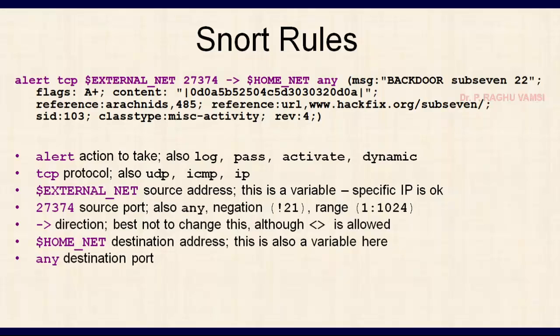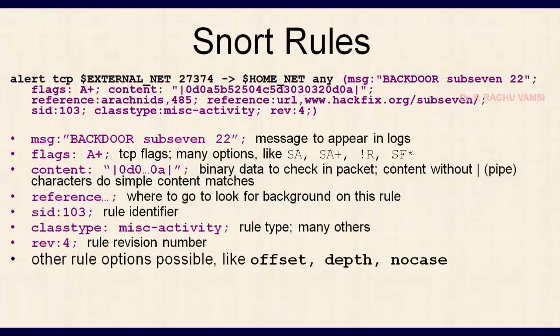Next one is direction. If the arrow mark is in the forward direction, then it is from the outside network to the inside network. If the arrow mark is in the reverse direction, then it is from the internal network to the external network. If the arrow mark is like a less than greater than symbol, the meaning is both directions; that is, in both directions it is allowed. Next one is home network. You can mention the home network. Then any is nothing but any destination port on the host network.